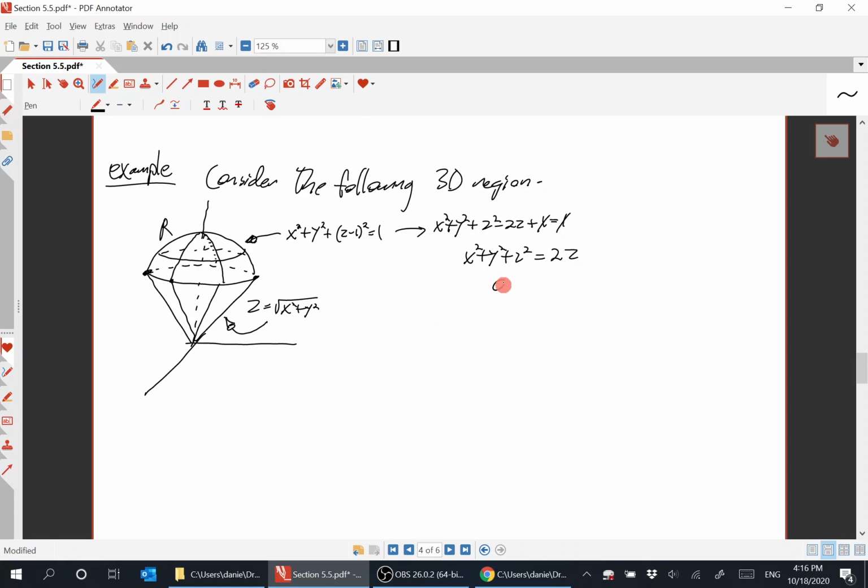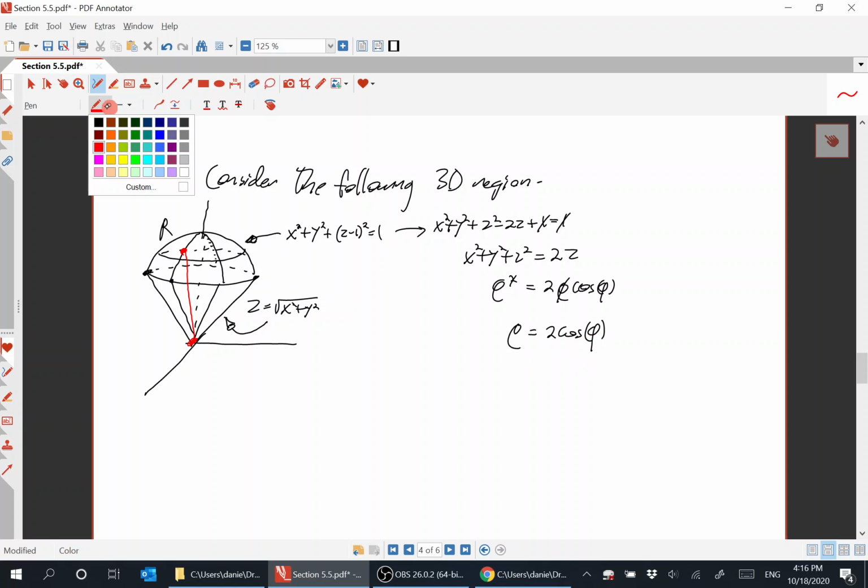So this is rho squared is equal to rho cosine phi, because z is rho cosine phi. Cancel out one of the rho's on each side, and you have rho is equal to 2 cosine phi. So the edge of the sphere there is 2 cosine phi. If you take any straight line from the origin to that sphere, it's got this coordinate. Theta can be anything, and then rho and phi are related by these numbers here.